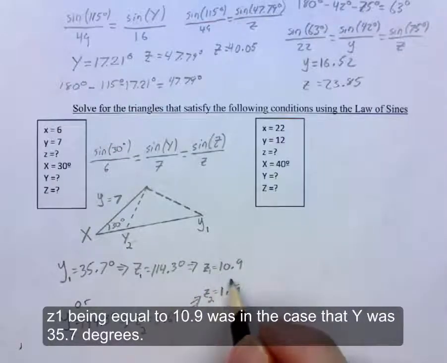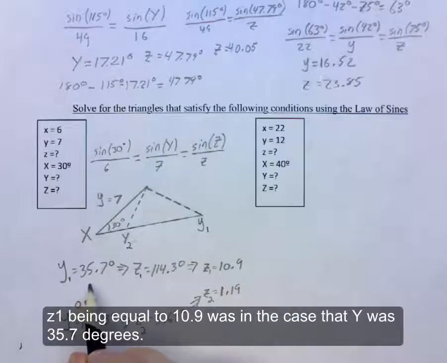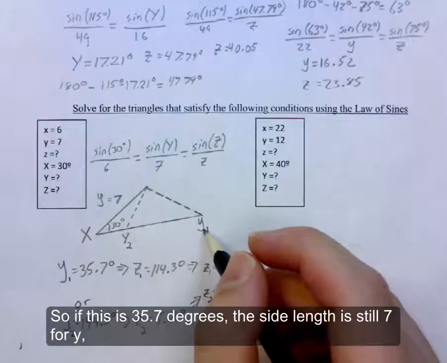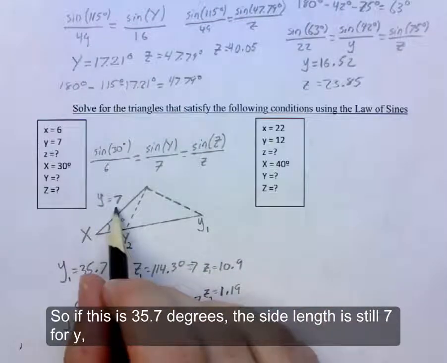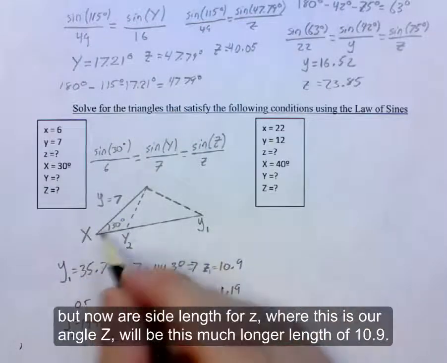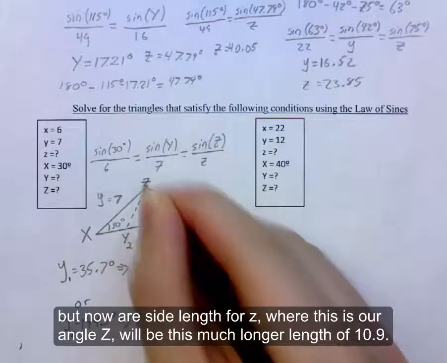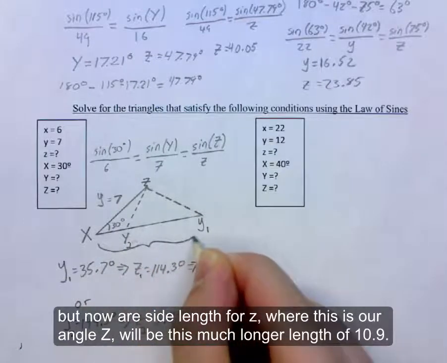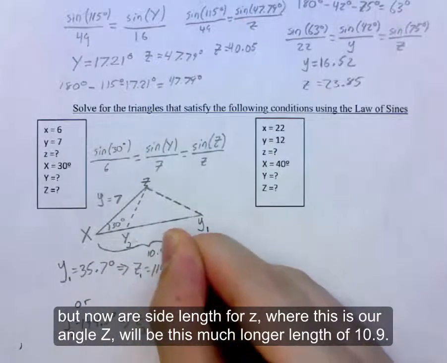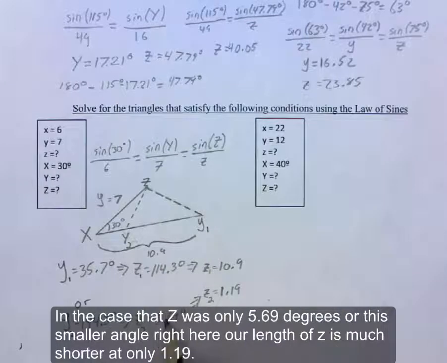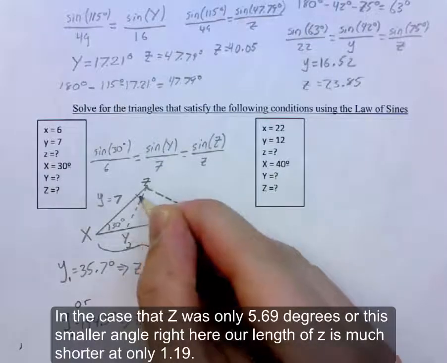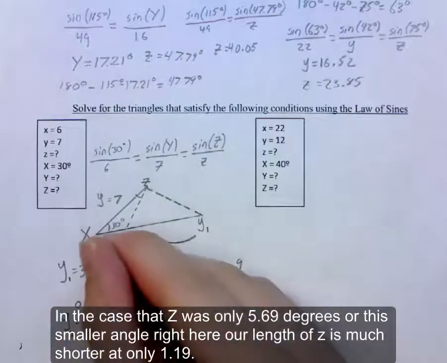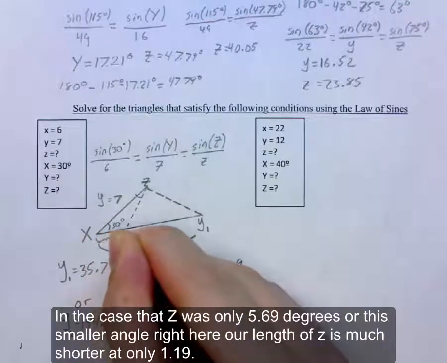Z1 being equal to 10.9 was in the case that y was 35.7 degrees. So if this is 35.7 degrees, the side length is still 7 for y, but now our side length for z, where this is our angle z, will be this much longer length of 10.9. In the case that z was only 5.69 degrees, or this smaller angle right here, our length of z is much shorter at only 1.19.